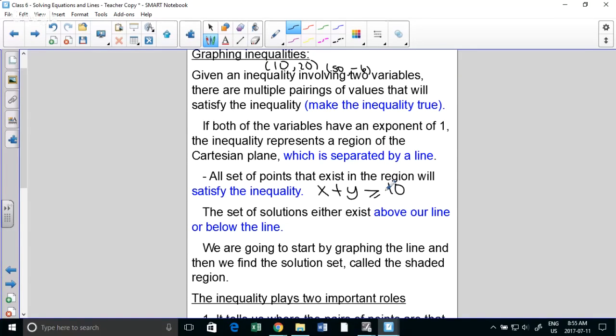So the line itself, when we take this away, this line that we can graph is going to tell us how to separate the Cartesian plane, and then it's up to us to see which half of the Cartesian plane will give us good solutions. So the set of solutions exists either above the line or below the line.